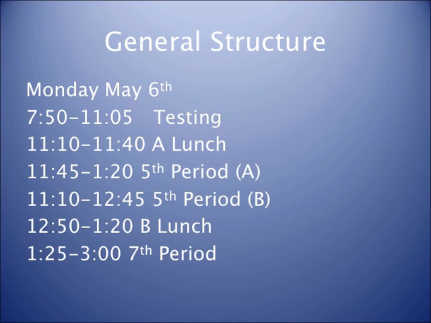So I know that this structure, when you look at it, 7:50 to 11:05 testing, 11:10 to 11:40 is A lunch based on 5th period. 11:10 to 12:45 is going to be 5th period if they had B lunch, 12:50 to 1:20 being B lunch, and then 1:25 to 3 o'clock being the typical 7th period.